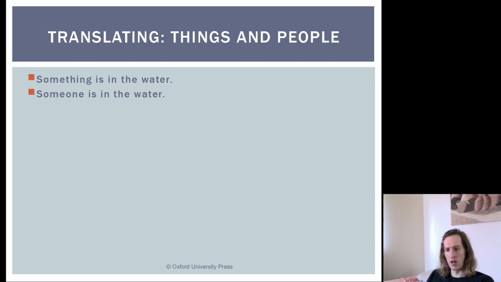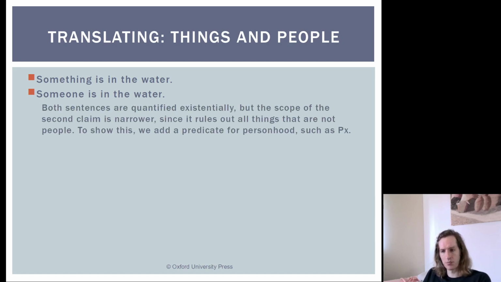All right, so something is in the water, and someone is in the water. Both sentences are quantified existentially, but the scope of the second claim is narrower, since it rules out all things that are not people. This is pretty clear. Something is in the water could apply to anything, whereas someone in the water is talking about just a subset of the things that exist.